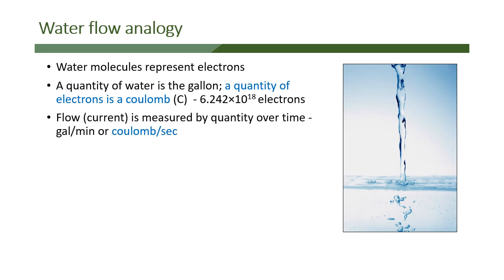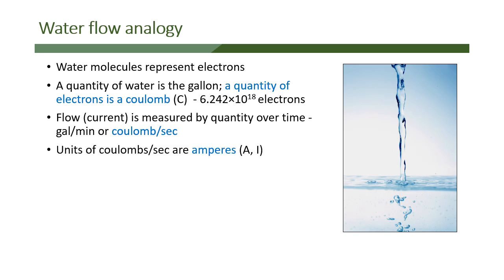Now flow current is measured by the quantity over time. We traditionally would say gallons per minute or liters per minute. With regards to electrons, we call it coulombs per second. So coulombs per second is our indicator of flow.